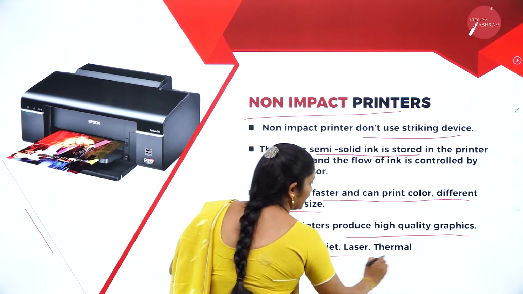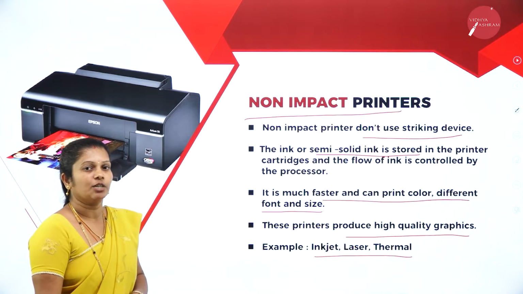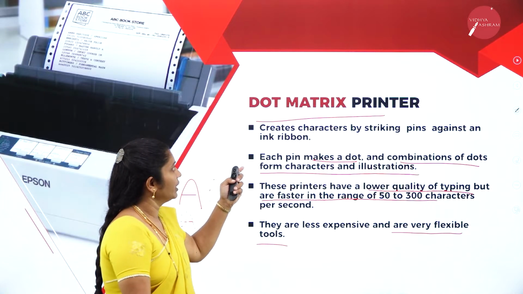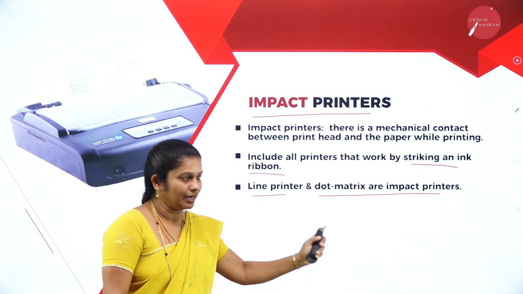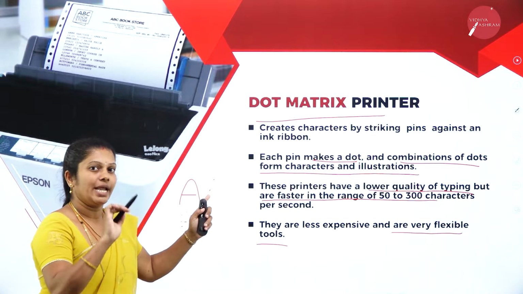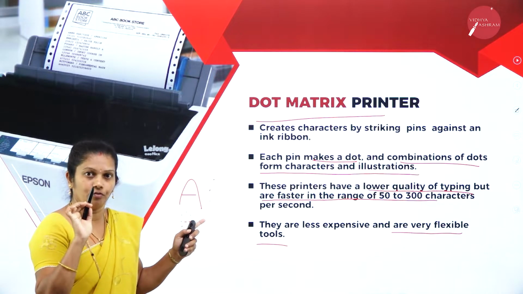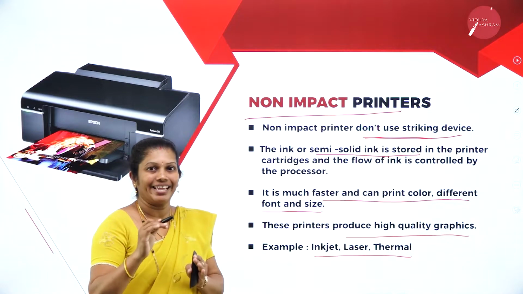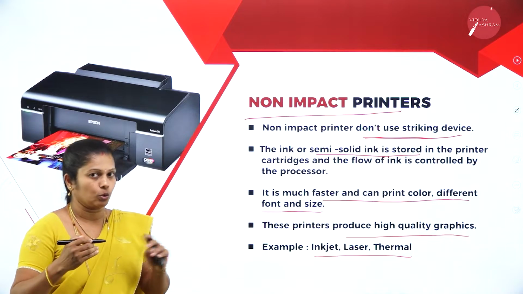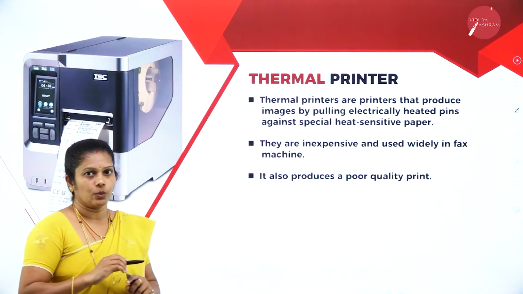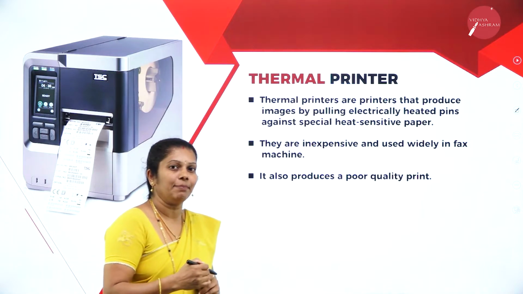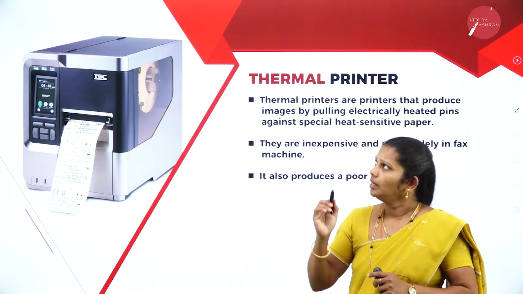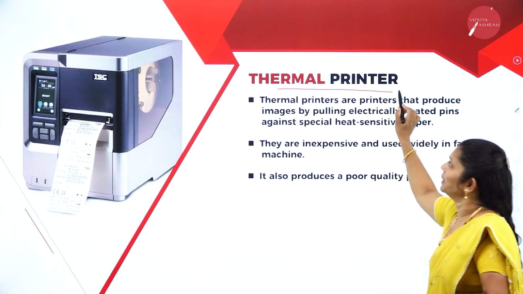Examples: inkjet printers, laser printers, as well as thermal printers are examples of non-impact printers. Whereas for impact printers, the examples are line printers and dot matrix printers. Line printer means an entire line, and dot matrix prints in the format of dots. A non-impact printer does not use a striking device. Without applying force it can display the data. Next one, thermal printer. There are several types under non-impact printers: thermal, inkjet, as well as laser printers. Now we'll discuss thermal printers.